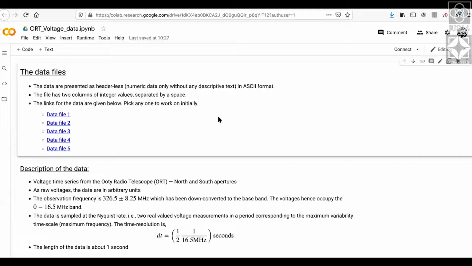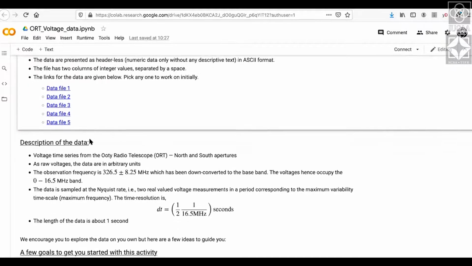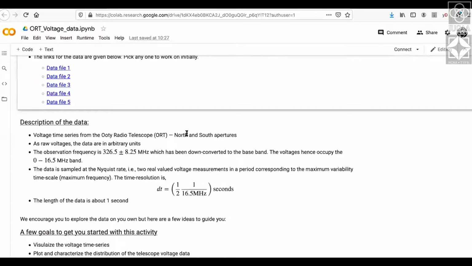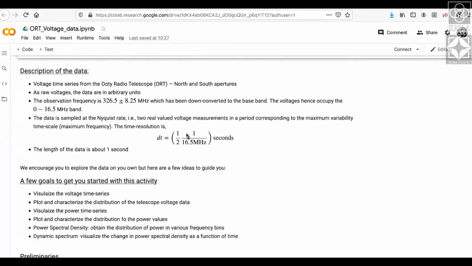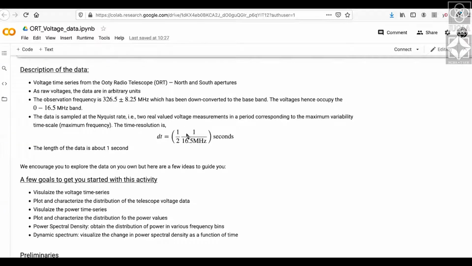So what we have is about 5 data files. I think all 5 of them. I haven't looked personally into all of them; 1 or 2 of them I've looked into. It's essentially voltage data from ORT. So just a brief description about the data file itself. It's a time series that is given in 2 columns, one for the OT radio telescope north and one for south, and these are raw voltages. The units themselves are arbitrary, it's not calibrated.